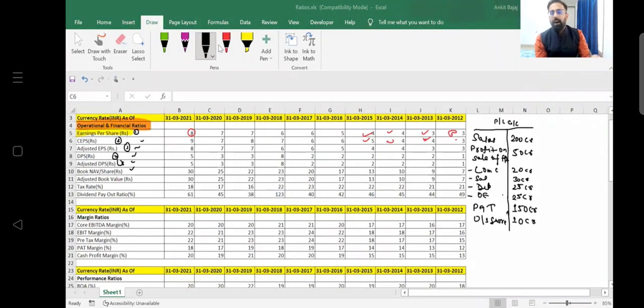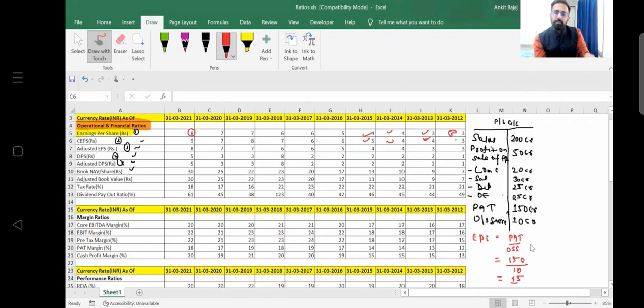So we have seen how to calculate EPS. The formula for EPS is PAT divided by outstanding shares. Now, what is the PAT here? PAT is 150, and outstanding shares are 10 crore. So what is going to be EPS? EPS is 15.